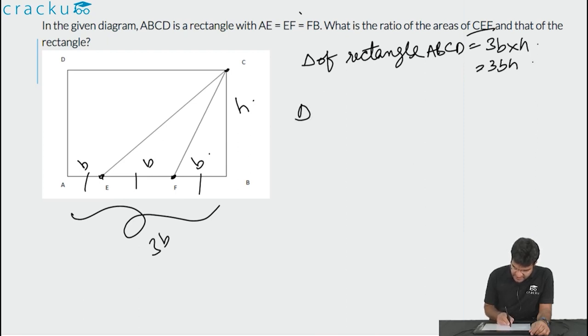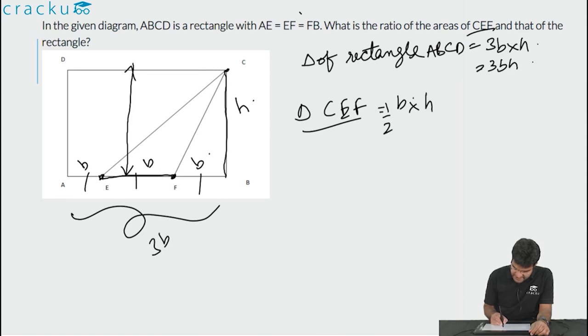Now if you are looking at the triangle CEF, its base is equal to B. This is quite easily known. And if you look at it, its height is the same as the height of the rectangle. The height will equal H, that is this H. So the area of the triangle CEF is equal to half into base into height. So this is equal to half BH.